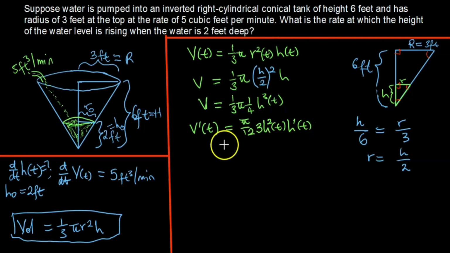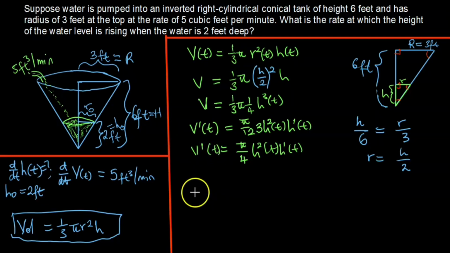So the next thing is to reduce this a little bit. That'll be pi over 4. That is 3 over 12, which is 4 at the bottom. This is h squared of t times h prime of t. But you notice that h prime of t is the derivative with respect to t, and this is v prime of t, that is the derivative with respect to t.